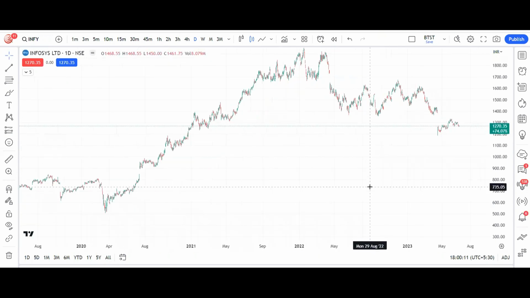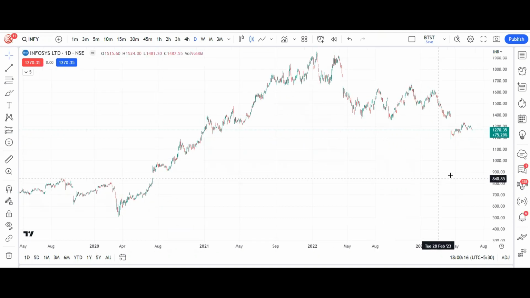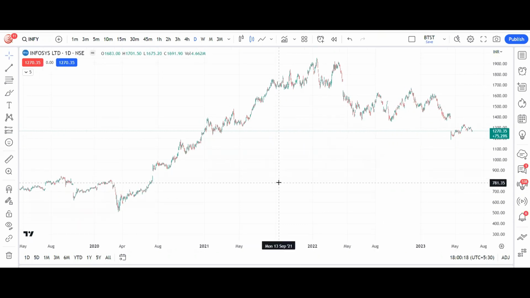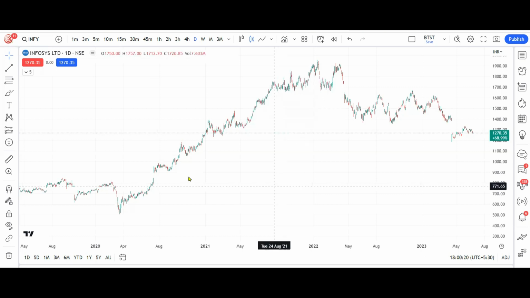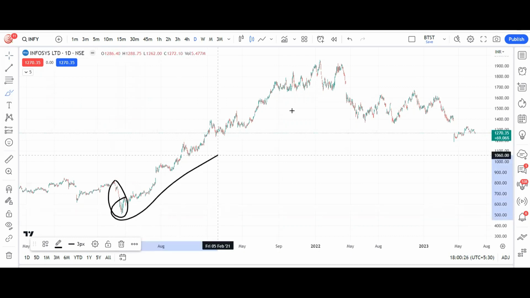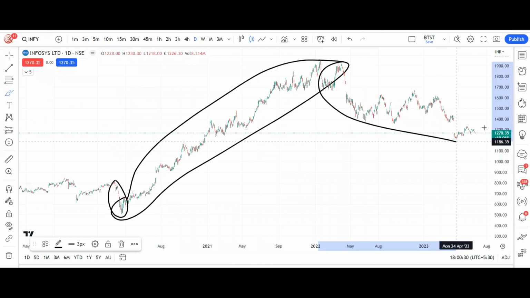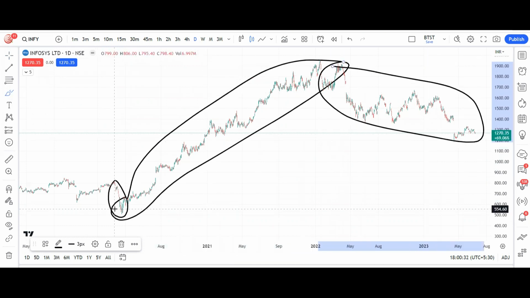The first rule of Fibonacci is to have a significant rise or a significant fall. What I see over here is a significant fall, after which a significant rise came, and after which a significant fall came. So we're going to use Fibonacci extension and Fibonacci retracement in this.